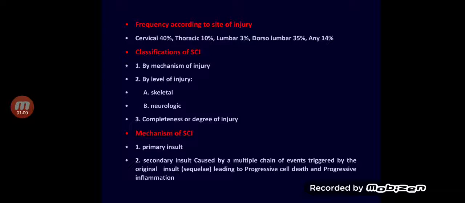Spinal cord injuries can be classified according to the mechanism or according to the level, affecting the skeletal or the neurological or both together. Or they may be classified according to the completeness of the injury. In the mechanism of spinal cord injury, there are two important factors, the primary insult and the secondary insult, which is caused by a multiple chain of events triggered by the original insult itself, leading to progressive cell death and progressive inflammation.